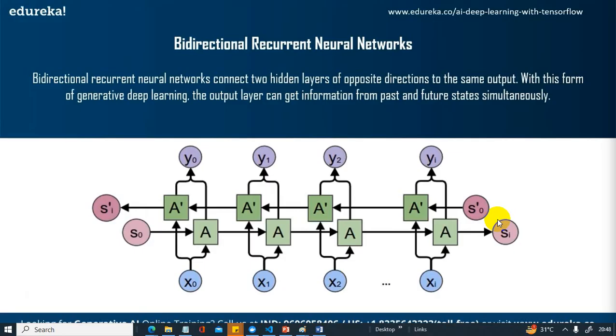So why do we need a bidirectional recurrent neural network? Well, a bidirectional recurrent neural network duplicates the RNN processing chain so that the input is processed in both forward and reverse time order, thus allowing it to look into future context as well.